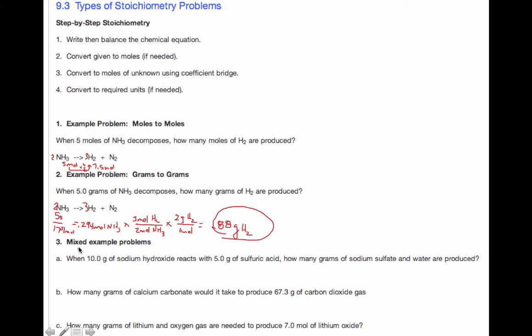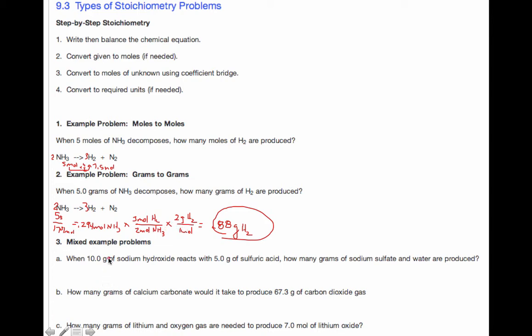Just to recap, if you're given grams, get to moles. I divide it by the molar mass of NH3, 14 plus 3 ones. 5 divided by 17 is 0.294 moles of NH3. That's the count. Then I have a 3 to 2 relationship between hydrogen gas and NH3. So for every 0.294 moles of NH3, I'll get 3 halves as many of hydrogen, and then I need to get to grams, so I multiply by the molar mass of hydrogen gas.